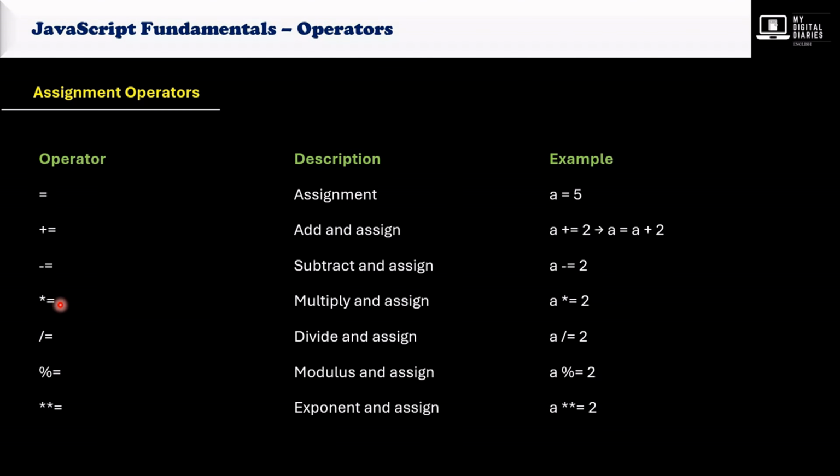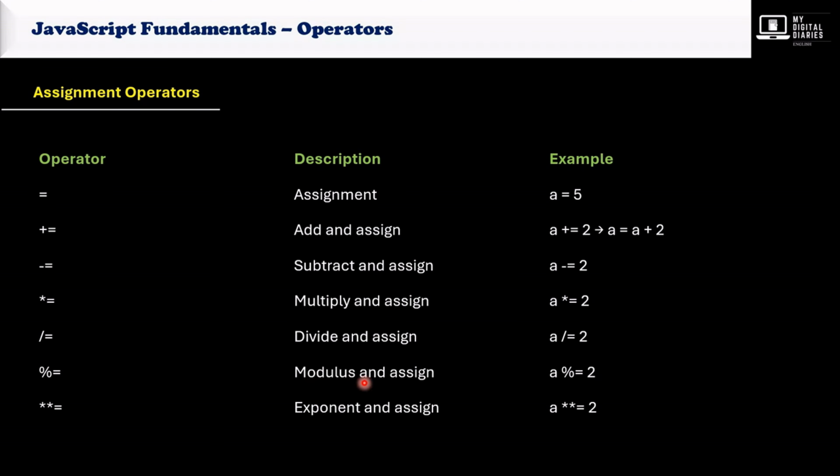Then comes multiply equal, multiply and assign, which multiplies the variable and assigns it back. So a *= 2, so a into 2 will give the result and assign the value to a. Divide equals also works similar to what multiply assign does. It will divide the value and then assign the result to the variable. So a /= 2.